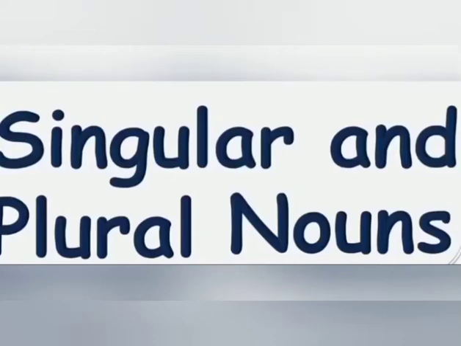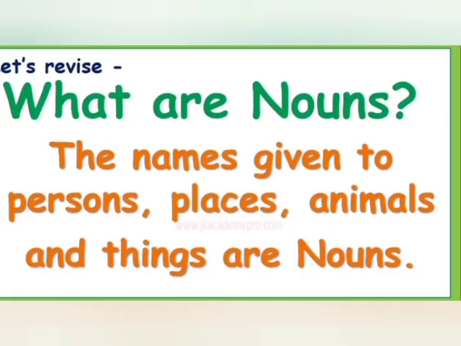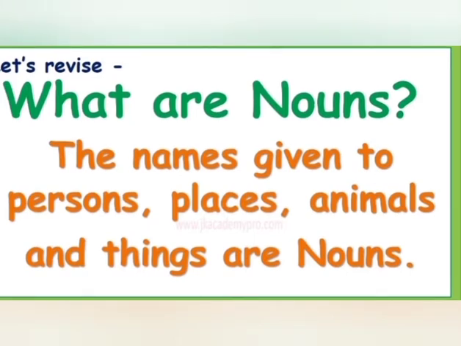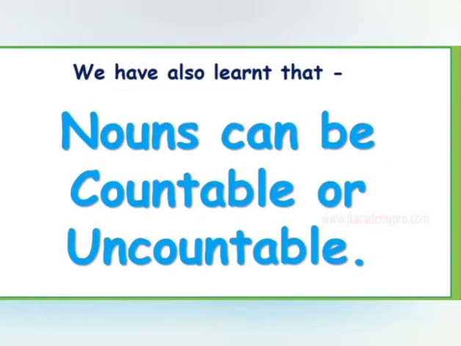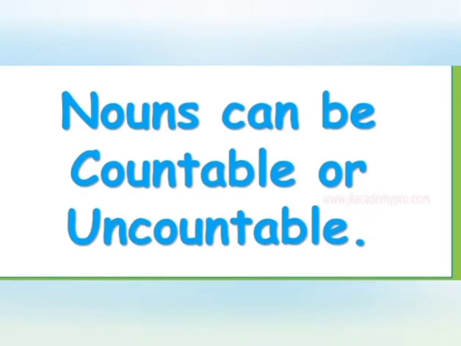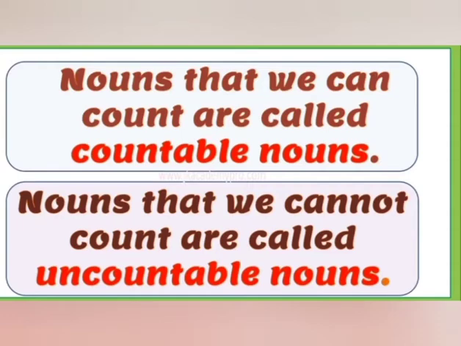Today we are going to learn English grammar: singular and plural nouns. Children, in the previous class we studied about nouns. What are nouns? The names given to persons, places, animals and things are nouns. Nouns can be countable or uncountable. Nouns that we can count are called countable nouns. Nouns that we cannot count are called uncountable nouns.